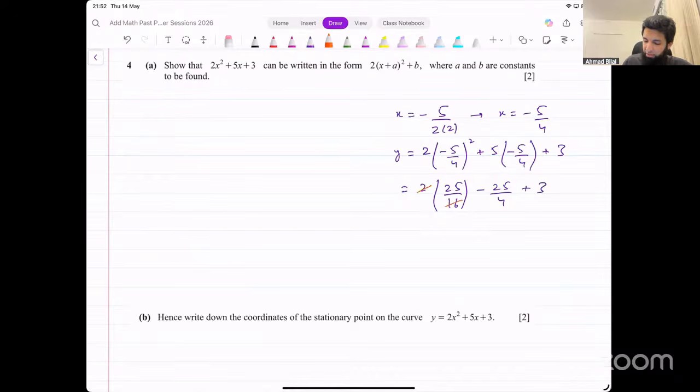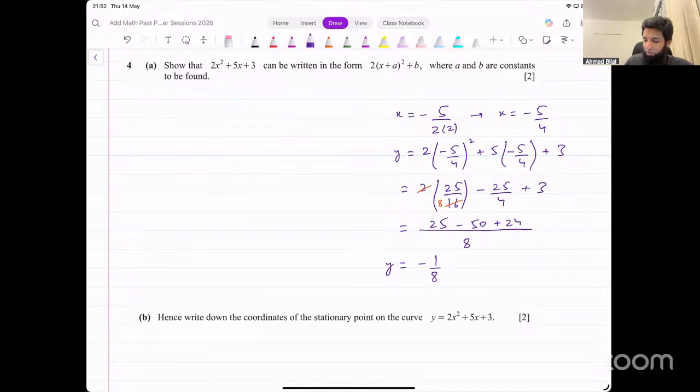16 and 2, they get cancelled to give us 8 here. Now, if I take LCM, I would have 8 in the denominator. 25, this will be multiplied by 2, right? That's minus 50. This will be multiplied by 8. 3 times 8 is 24. Now, what does that give us? 25 plus 24, that's 49. 49 minus 50, that is minus 1 over 8. That's the y coordinate of the turning point.